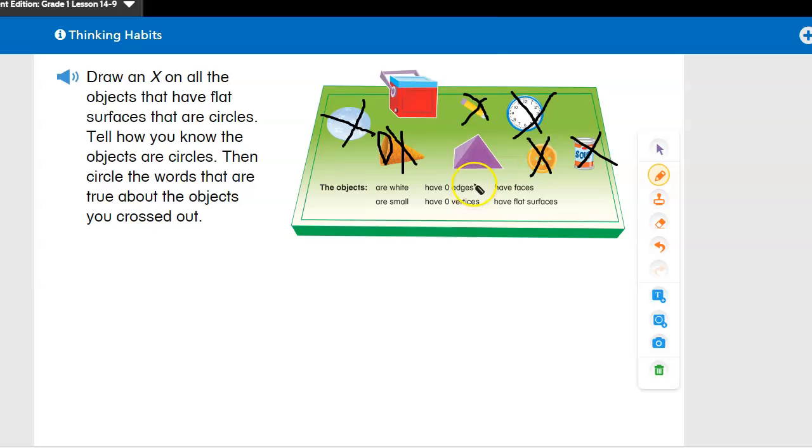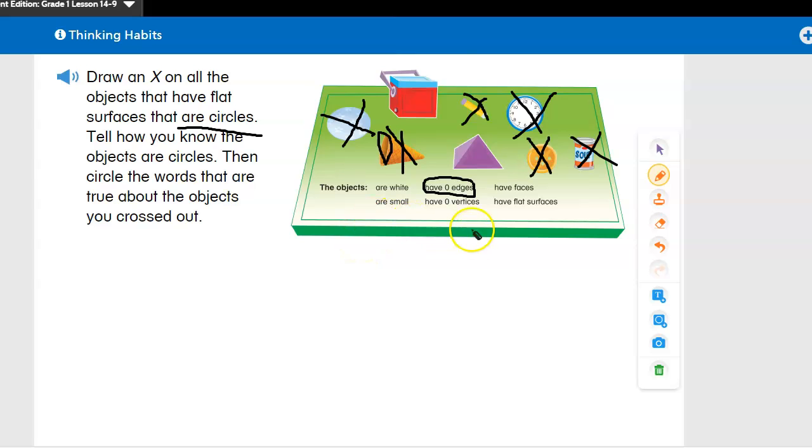These objects have 0 edges. Let me redo that. Sorry, everybody. It's a little harder. It's a broken finger. So, these objects have 0 edges. We'll say that, because we were talking about the flat surfaces that are circles, and circles or spheres do not have edges.